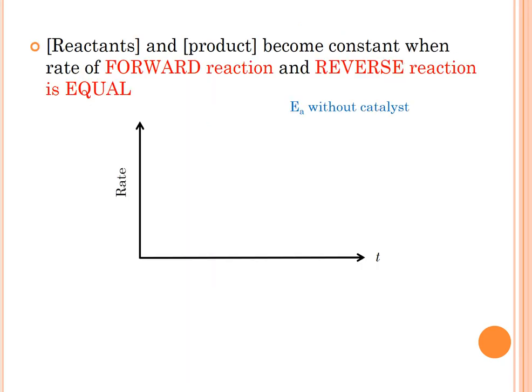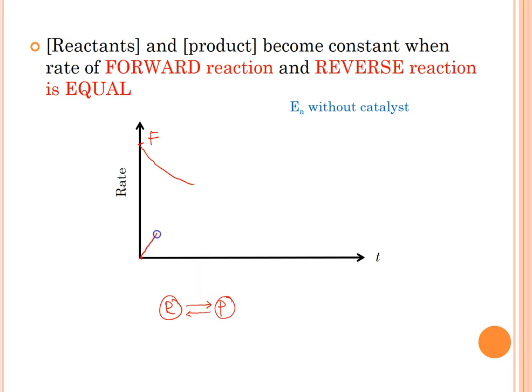Let's look at the rate graph. Reactants are being supplied in a reaction. Thus, the rate of forward reaction is very high initially. As reactants are being consumed to form the product, the rate of forward reaction would gradually decrease. As the concentration of product gradually increases, the products can break down to form back the reactants.